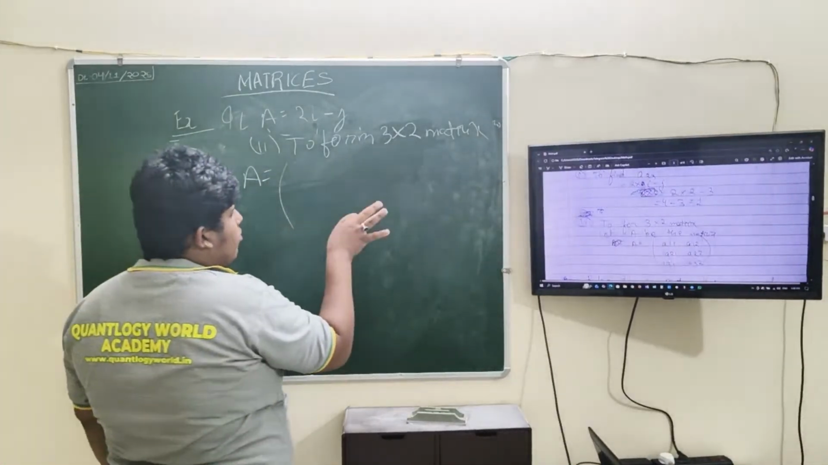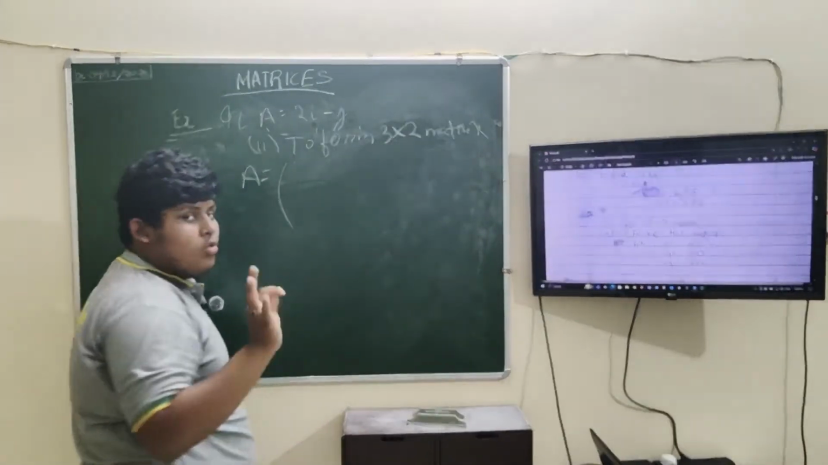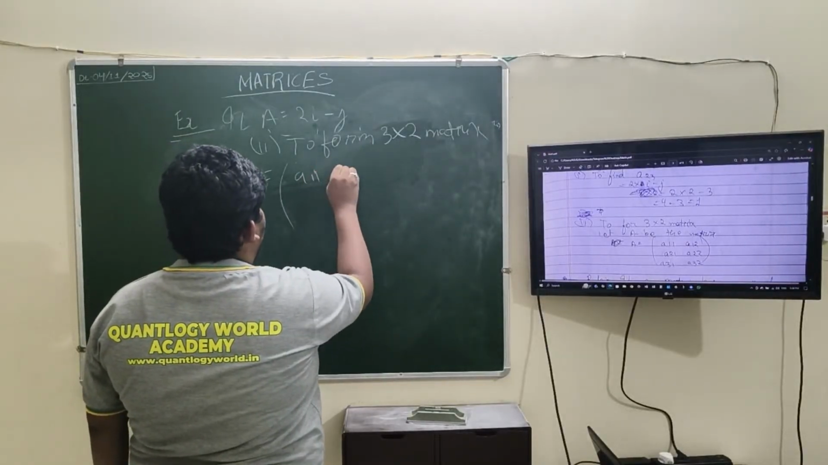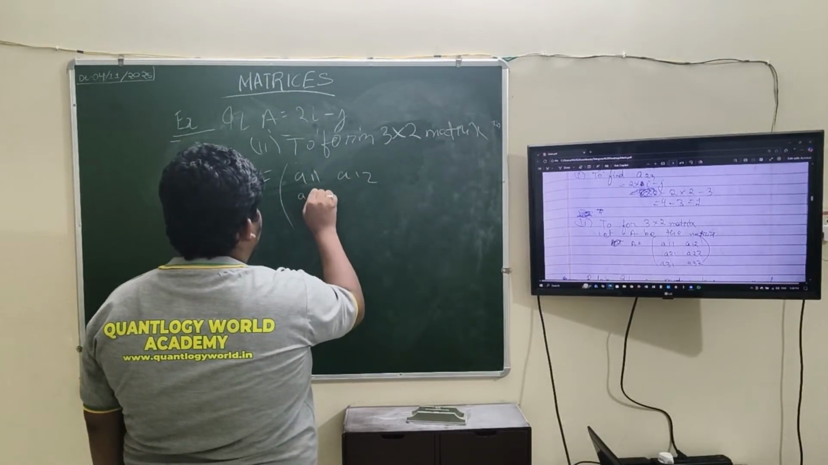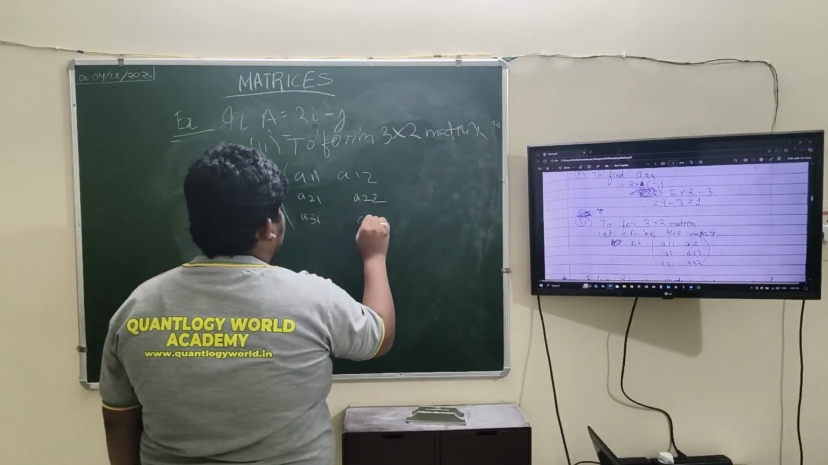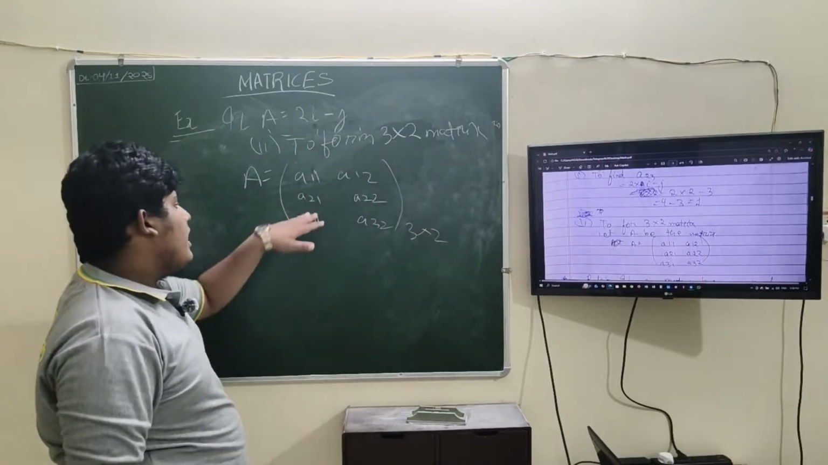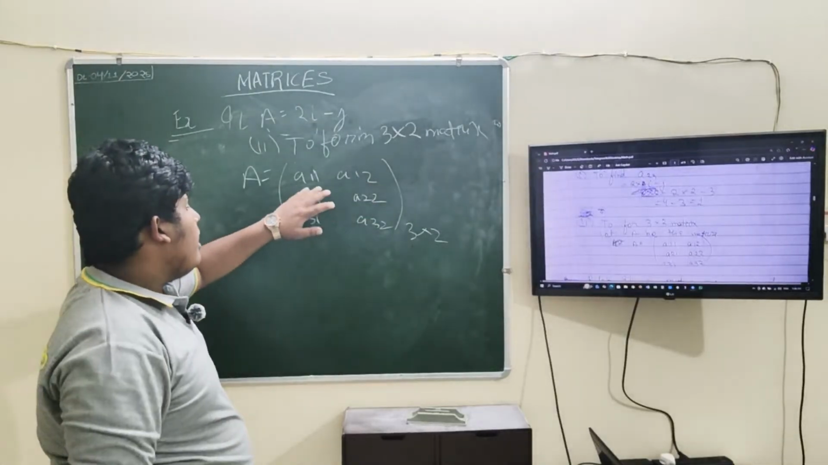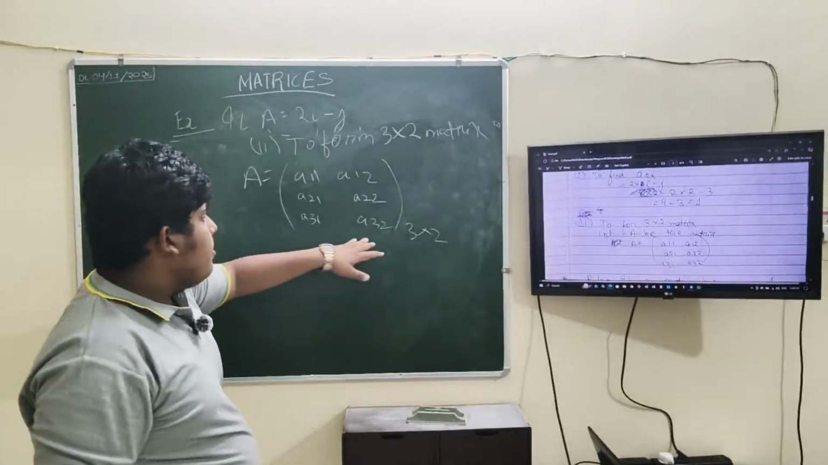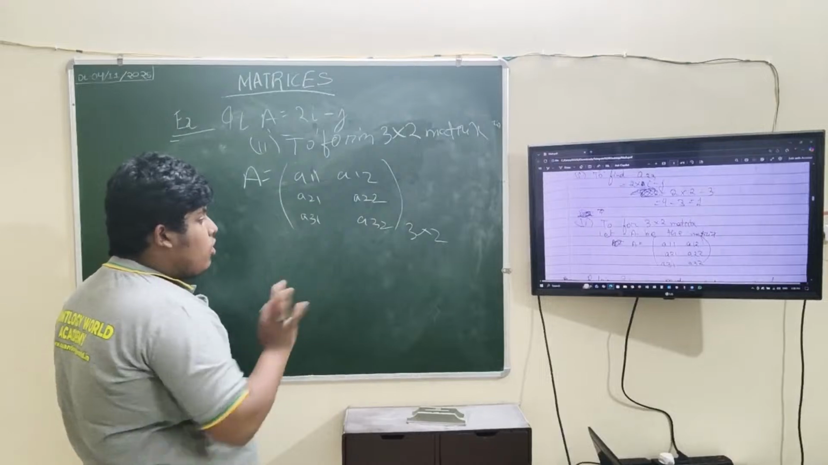For 3 cross 2 we have to make 3 rows and 2 columns. So A11, A12, A21, A22, A31, A32. So the order of the matrix is 3 cross 2. These are the elements A11, A12, A21, A22, A31 and A32. So here we can see there are 3 rows and 2 columns.